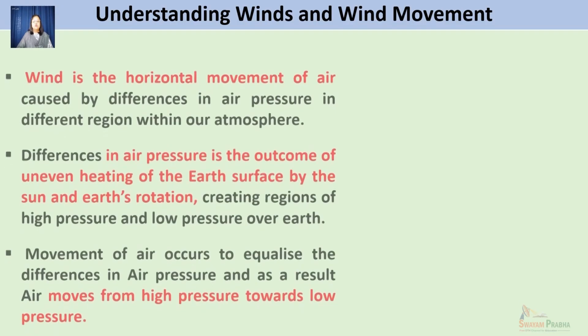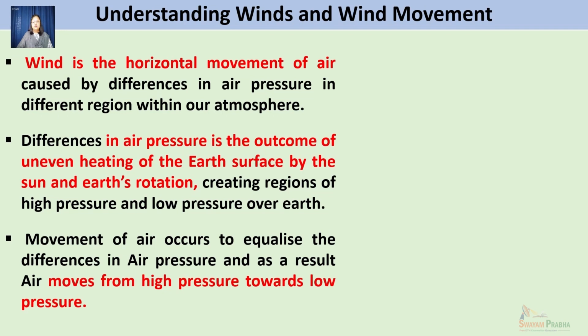Wind is the horizontal movement of air caused by differences in air pressure in different regions within our atmosphere. So air moves because of variation in air pressure, or it can be density of air also, or it can be both. Such pressure and density variations are mostly caused by differential heating of air near the Earth's surface, which depends primarily upon the insolation received in different regions of the world. So differences in air pressure is primarily the outcome of uneven heating of the Earth's surface.